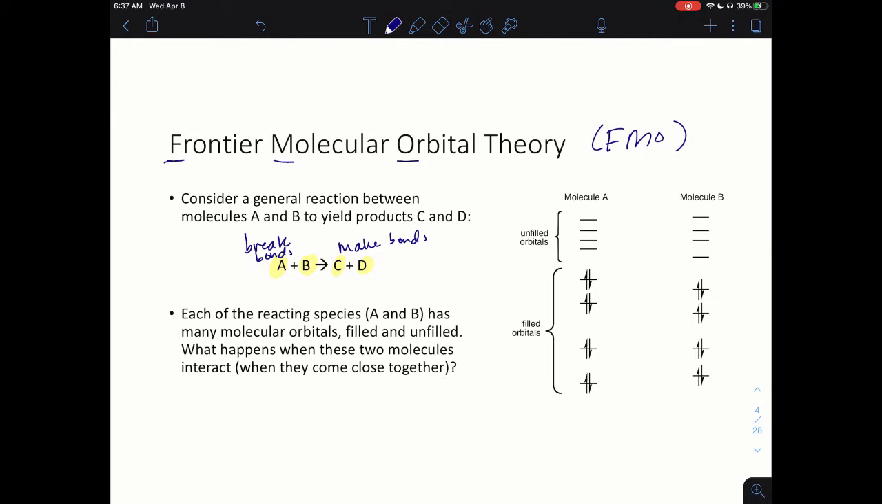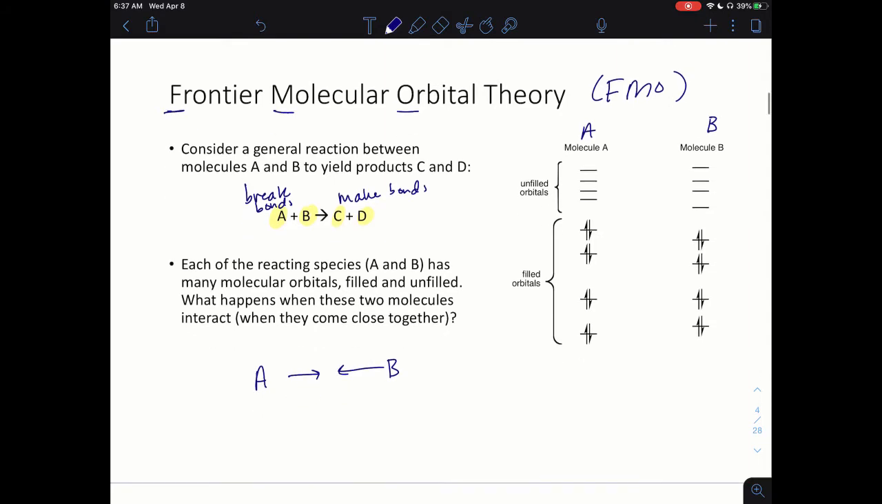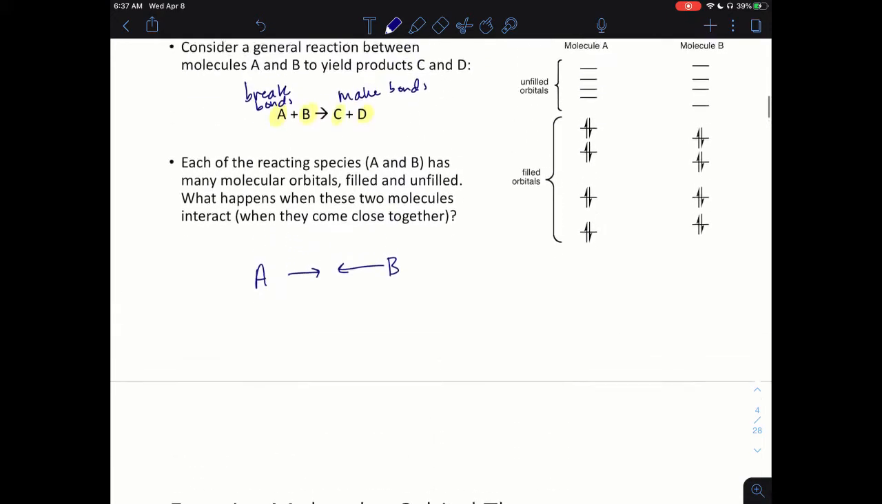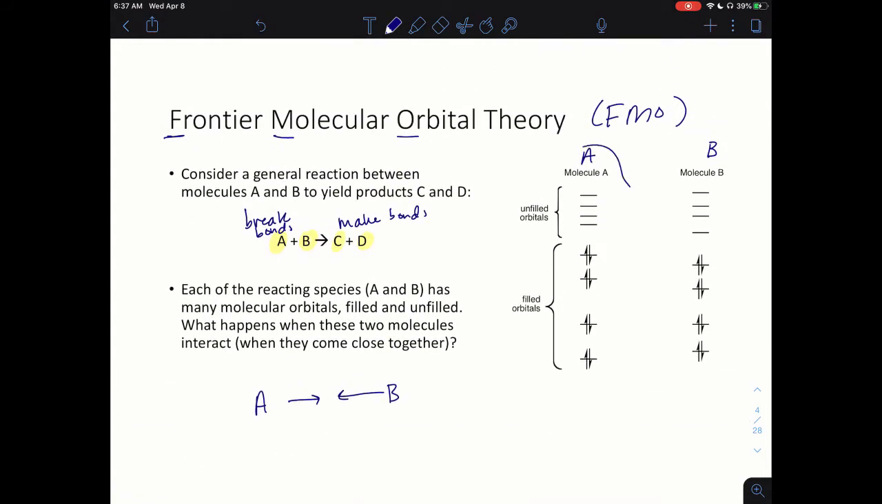So the electrons are in orbitals, and molecules A and B have many different orbitals and lots of different electrons. So what do you think happens when A and B approach each other in space, when they collide in the proper orientation for a reaction to occur? Well, all of their orbitals overlap, okay? Every single one of their orbitals overlap. So all of these orbitals with A overlap with all of the orbitals in B. And that's pretty complicated, right? We have to think about all the different interactions. I can't even draw them all, but all the different orbitals overlap.